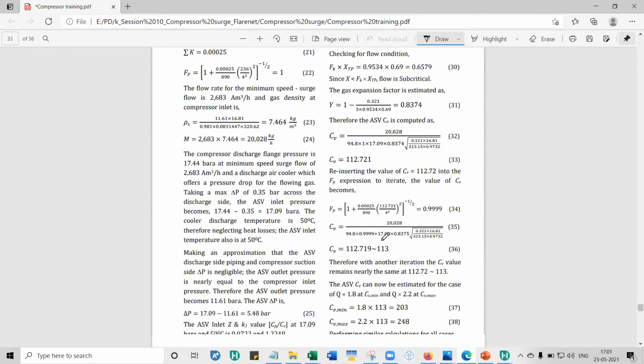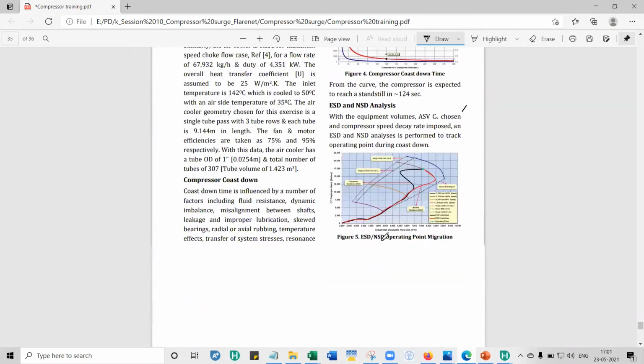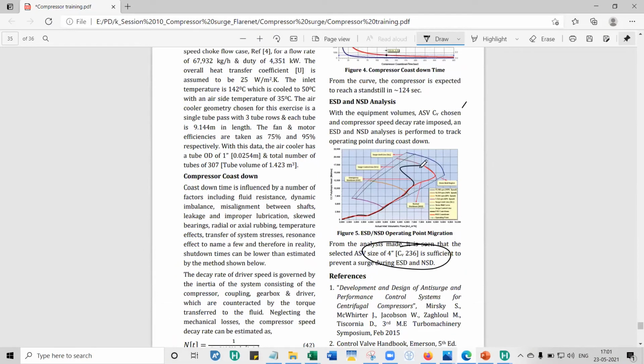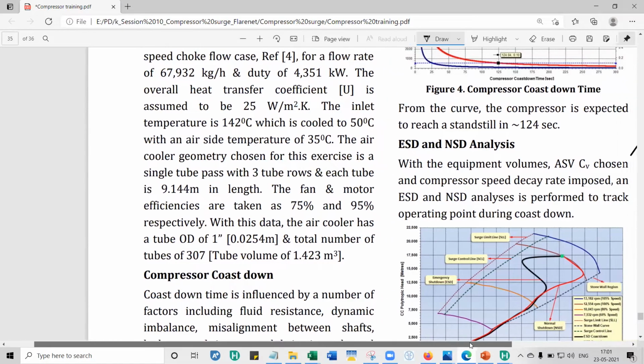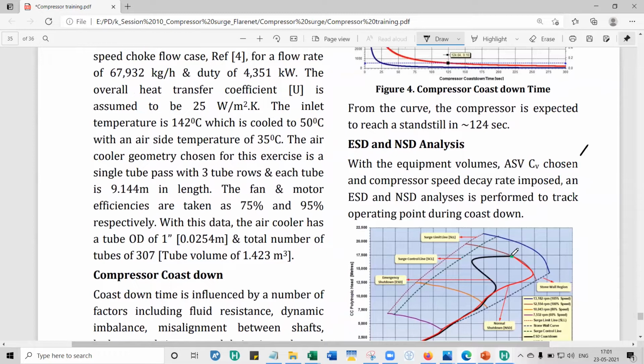This graph that I have put here, this transient, is actually for normal shutdown and emergency shutdown. This black line you see here, I'm clearly showing it to you. The moment the compressor tripped, the operating point was moving closer to the surge line. The moment the ASV opened, it came back inside, and then it goes to zero. Whereas in a normal shutdown, I opened the ASV and it stayed here for some time. After about 5-6 seconds, I tripped the compressor, and it comfortably goes to zero.